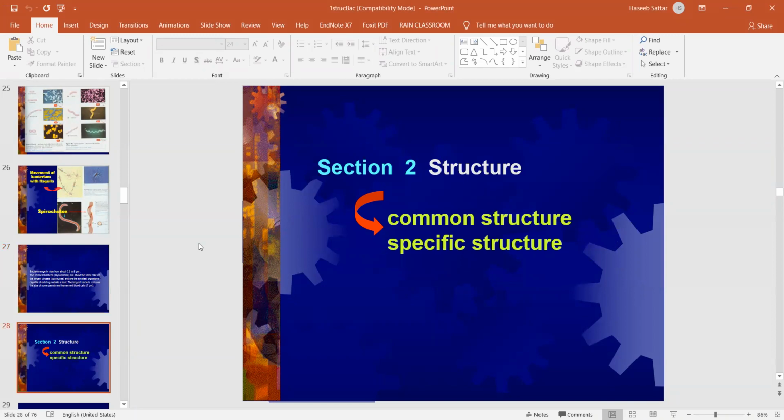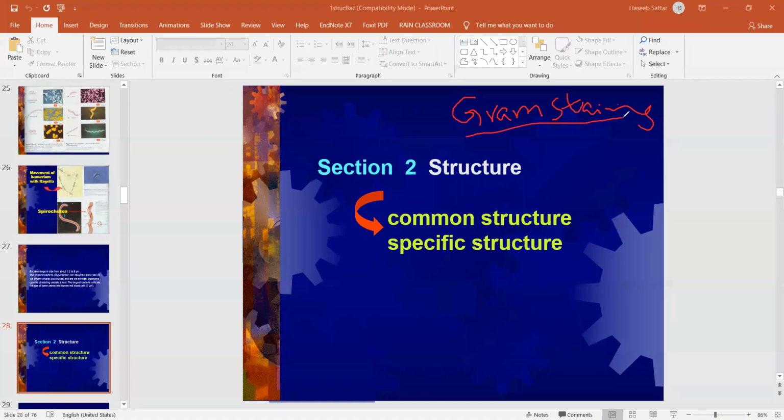Next, we have the structure. When we see the structure of a bacteria, there are two kinds of structures: one is the common structure, and second is the specific structure. Before starting the structure, I am skipping the topic of gram staining, because I want to teach it after we study the morphology. So I will teach you gram staining at the end of this chapter.